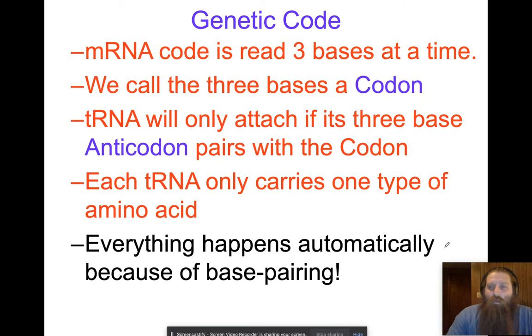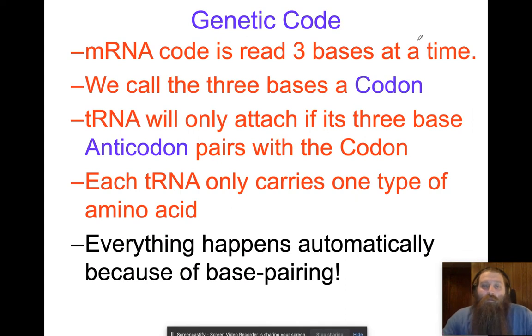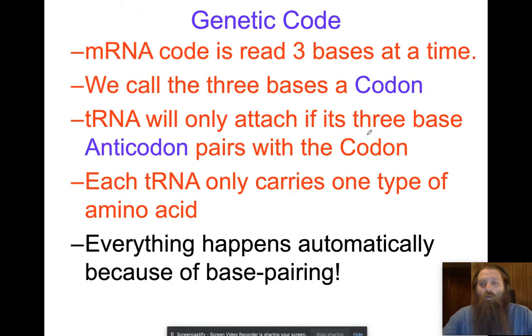The mRNA code is going to be read 3 bases at a time. We call the 3-base sequence a codon. So let's go back. CUA right here, that's being read. That's a codon. The tRNA only attaches to the codon if it's complementary. We call the opposite side the anticodon. So that would be the anticodon. So the codon is a 3-letter sequence. The anticodon is a 3-letter sequence. They must be complementary. Every different kind of tRNA only carries one kind of amino acid.